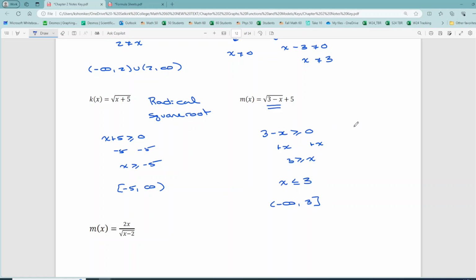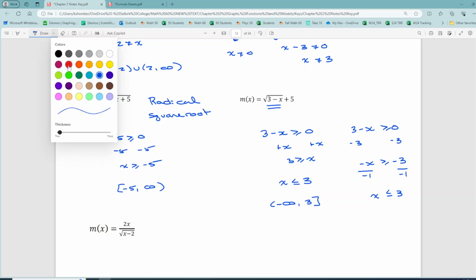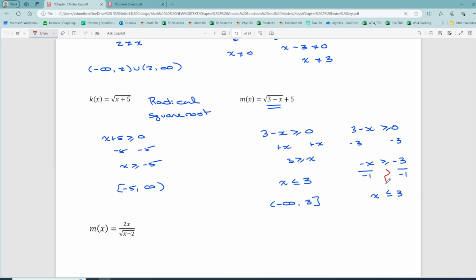If you didn't move the x, let's say that you moved the 3, it's fine, right? We're going to minus 3, minus 3. I get negative x is greater than or equal to negative 3. Don't forget the rule that if you divide by a negative number, you have to switch your inequality sign. So you'd get x is less than or equal to 3. So just don't forget that rule. And it's only if you multiply or divide by a negative number.